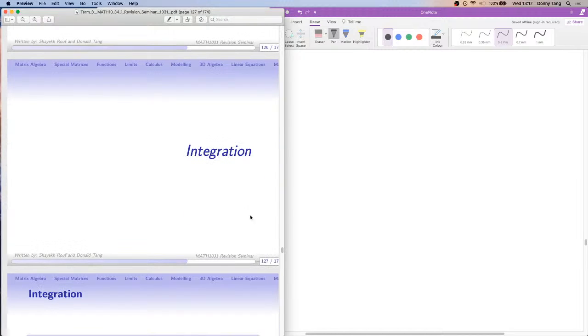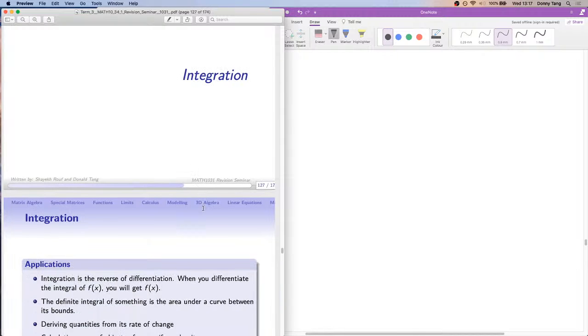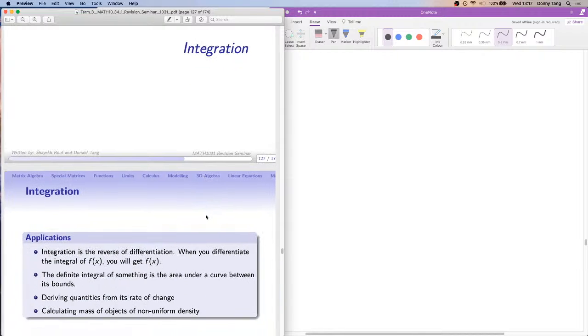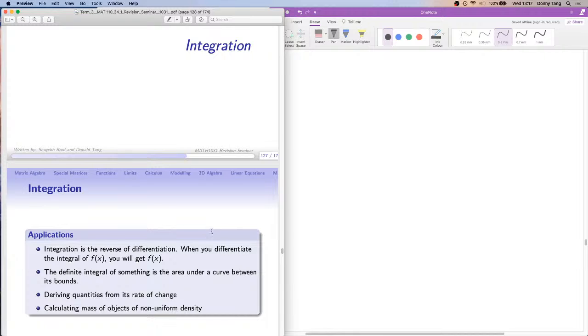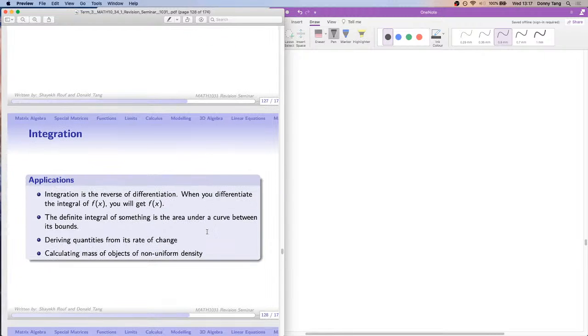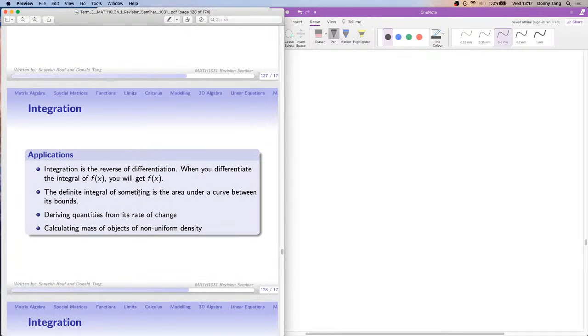All right, integration. So this is a big topic. You guys hopefully are good with integration because you have to use it in differential equations, and there's going to be questions just on integration as well. So hopefully you guys are at least already familiar with this. And integration is the reverse of differentiation. When you differentiate the integral of fx, you will get fx.